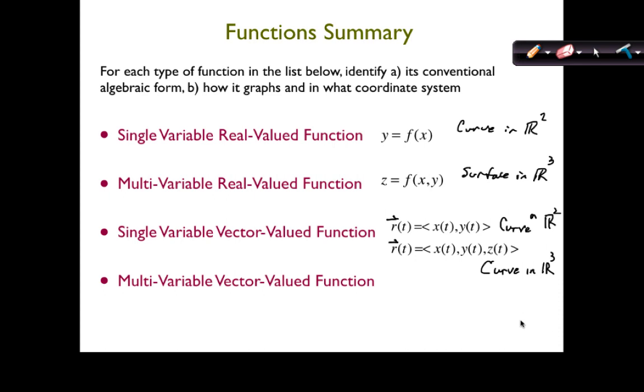Finally, a multivariable vector valued function. What would that be like? So instead of r of t, it's going to be a vector valued function like this, but we have two variables here, and then each of the components of your vectors will be functions of both, so multivariable functions. Does that make sense?